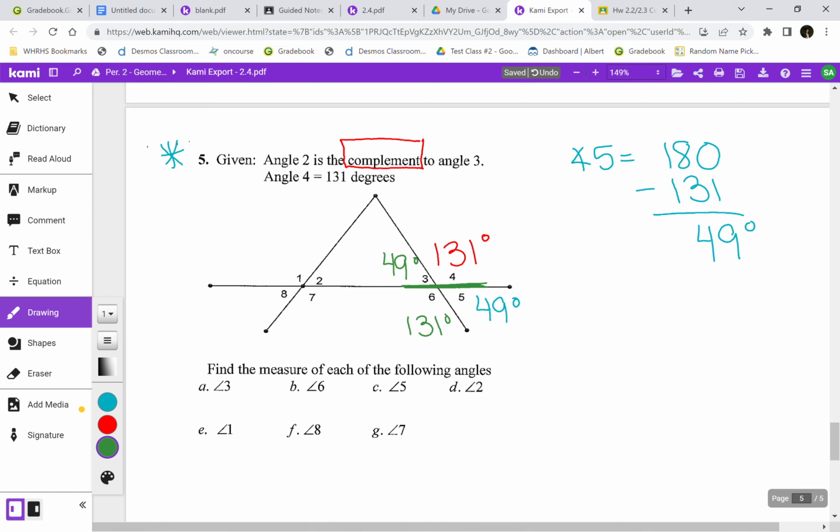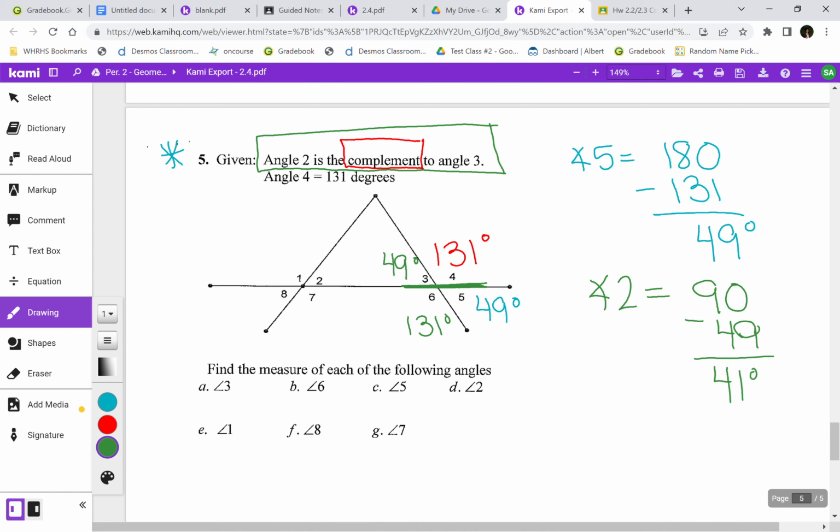Now that we've identified the measure of angle 3, can we move to the other side of the diagram? How are we going to now move to the other side of the diagram? Kelly? 90 minus 49 to find angle 2. Exactly. Go back to the given. It told us angle 2 is a complement to angle 3. Well, angle 3 is 49, so angle 2 has to be 90 minus 49, which is going to be 41 degrees.